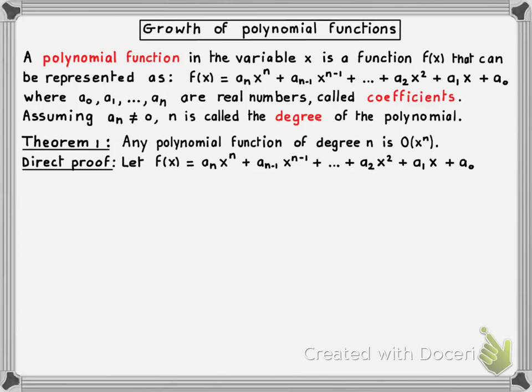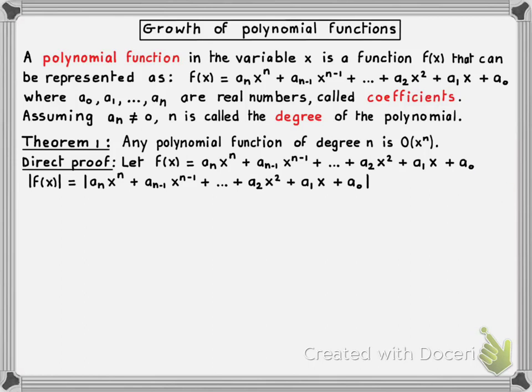So we assume that the polynomial has degree n, and now we need to find an upper bound for the absolute value of f of x in terms of this function. So the first step in the proof, having made those assumptions, is to take the absolute value of both sides of this equality. That clearly follows from this line.